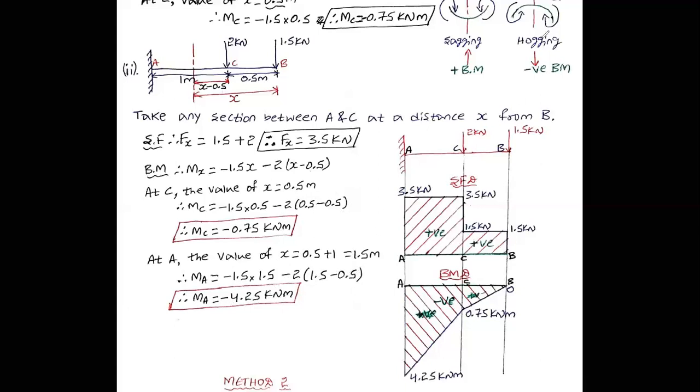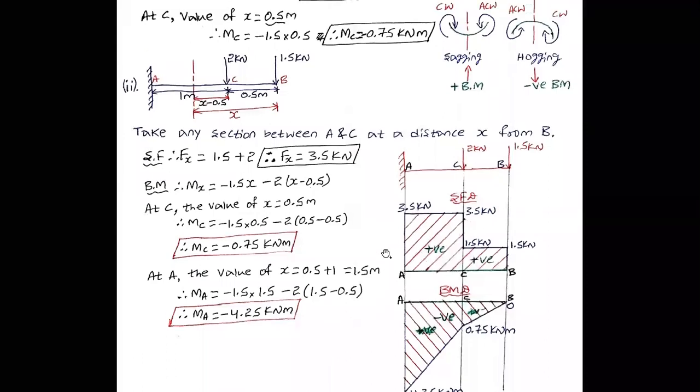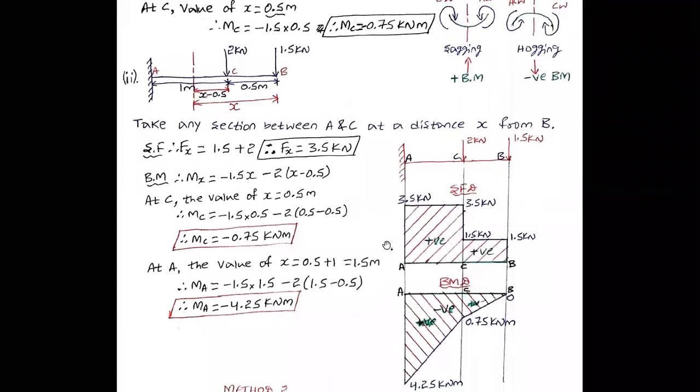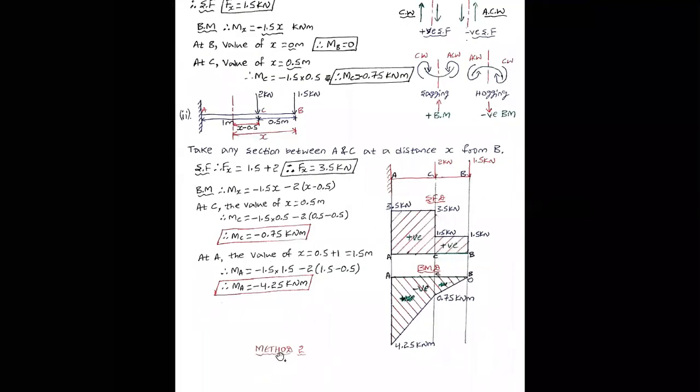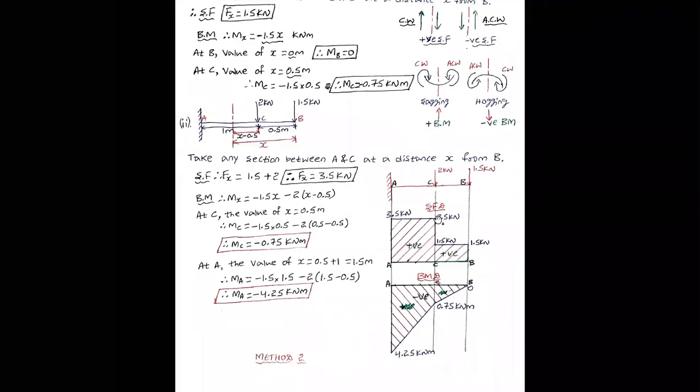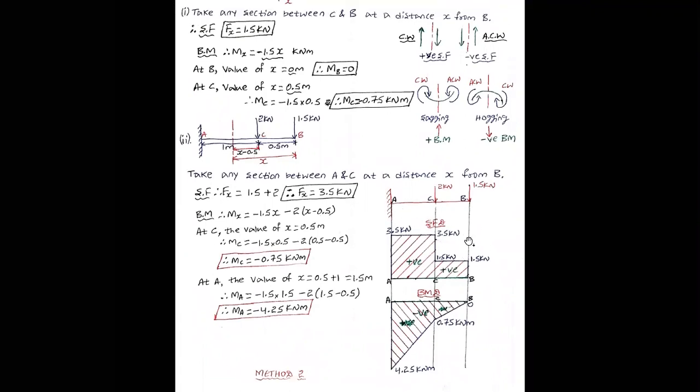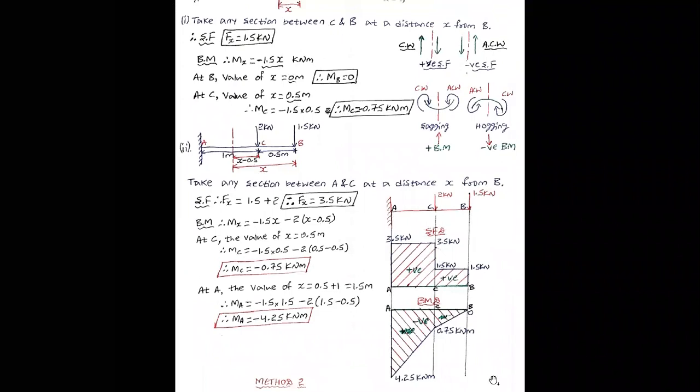Now I am going to plot the SFD and BMD. Already I have shown how to plot them. This is the second method. This is the given problem. This distance is 1 meter and this is 0.5 meter. Now the shear force between B and C is 1.5 kilonewton.